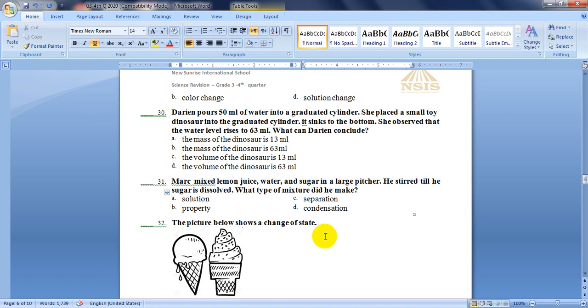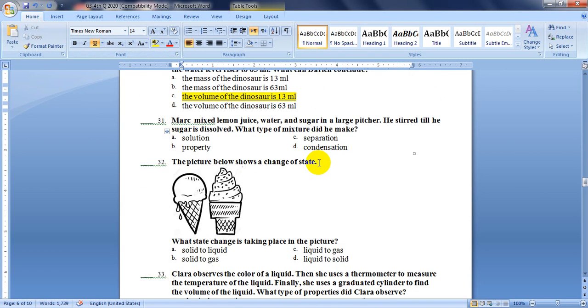What does a graduated cylinder measure? It measures volume. So letter A and letter B are not right, because here it says mass. But how can we find out the volume of the dinosaur? We will subtract 63 minus 50. So the correct answer will be letter C. The volume of the dinosaur is 13 milliliters.